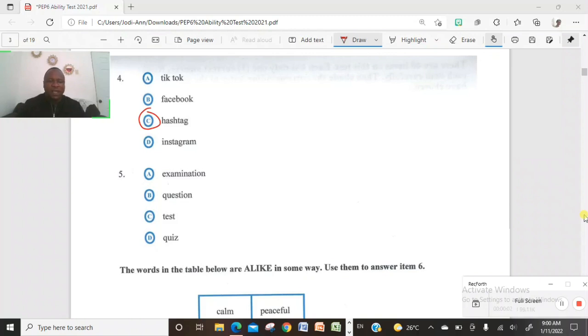Alright, so for question 5, it says examination, question, test, and quiz. Now let us look to see how the ones in the group are alike and try to find the one that is different. We have examination, question, test, and quiz. Now quiz and test, basically the same thing. Likewise examination. So the odd one out there would be question.